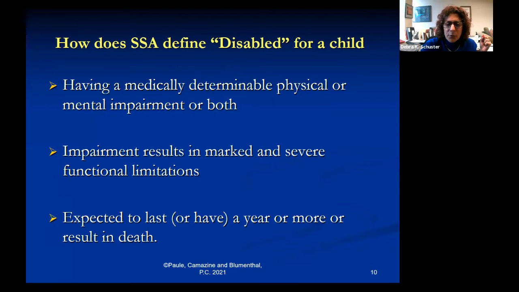So how does the Social Security Administration define disabled for a child? That is when a child has a medically determinable physical or mental impairment, or both. And that impairment results in marked and severe functional limitations that are expected to last or have lasted a year or more, or will result in death.